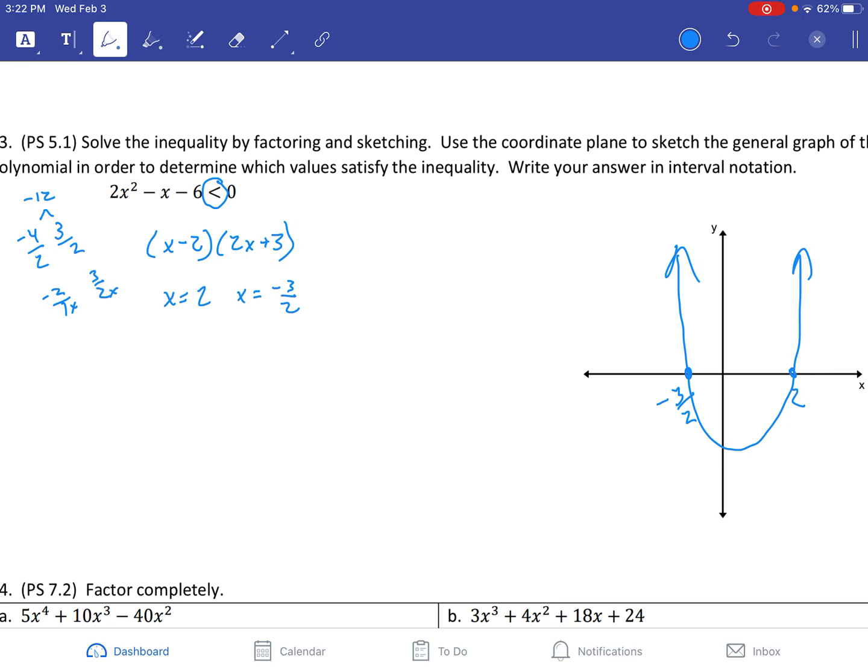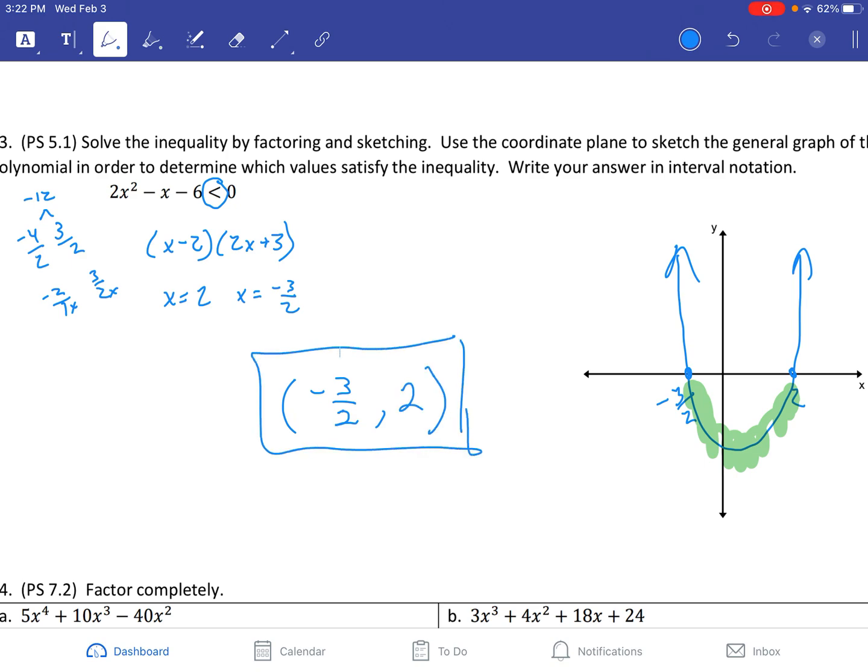Again, we're looking at the inequality sign. This is a less than, so we want everything that's below the x-axis. So all of this stuff. So we write it out. Since it's just a less than and not a less than or equal to, we have parentheses to negative 3 over 2, comma 2 with parentheses.